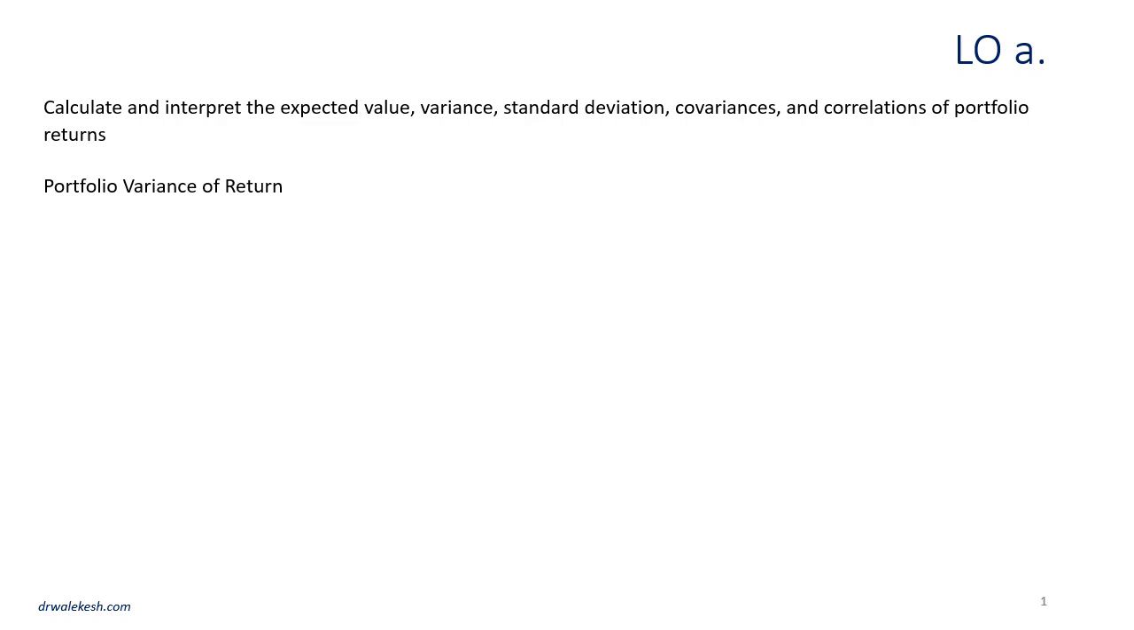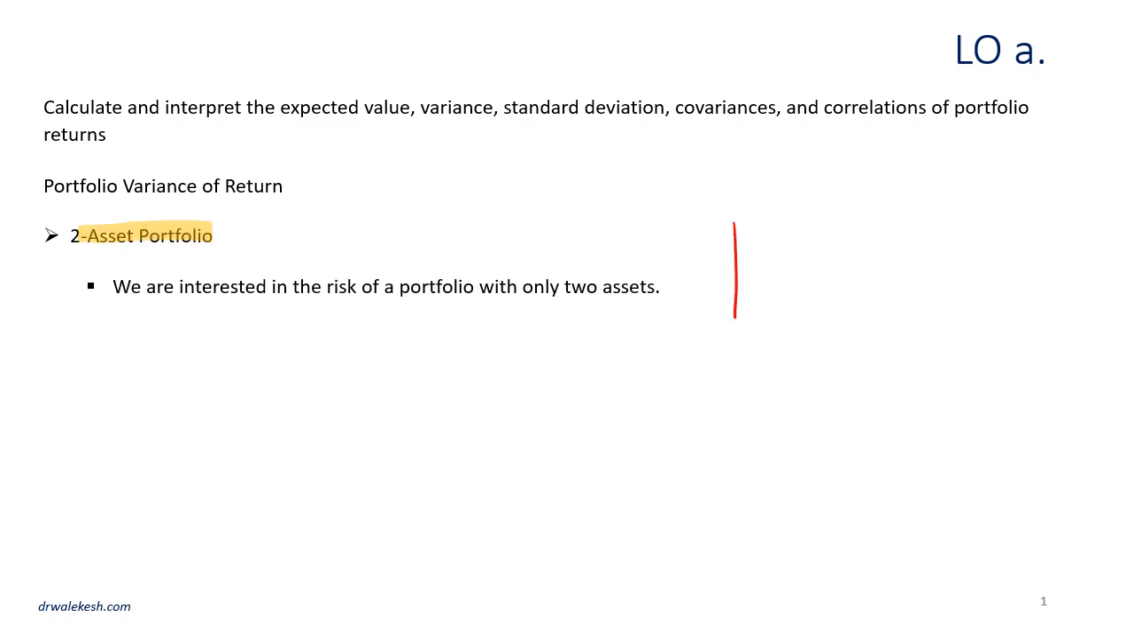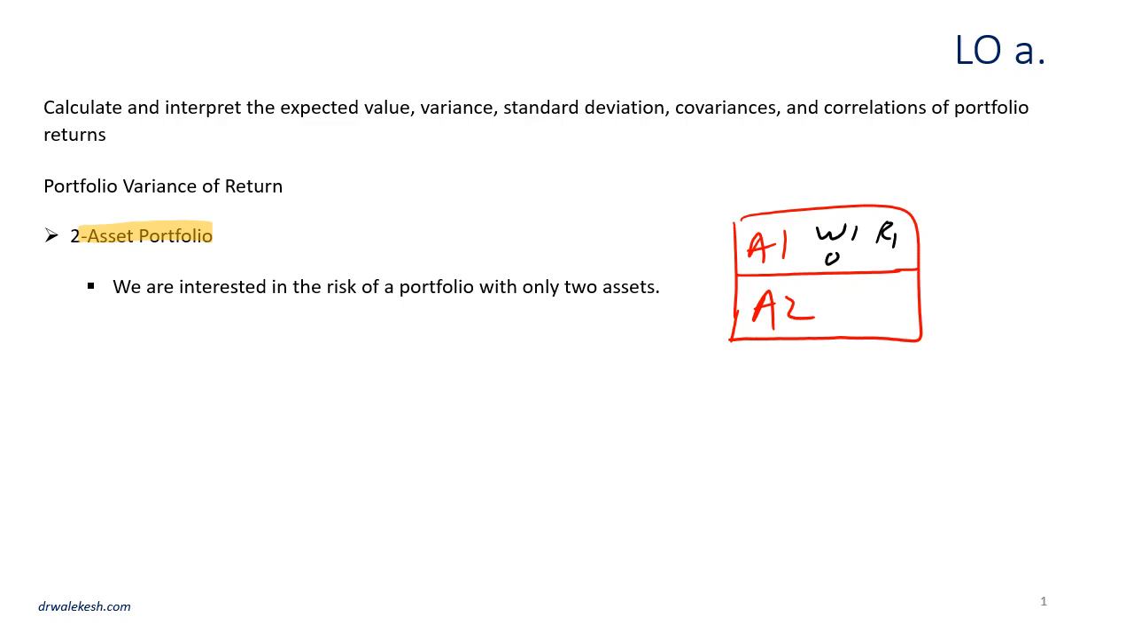Portfolio variance of return. Our focus would be on a two-asset portfolio. So as far as our portfolio is concerned, we would basically be looking at just two assets. Asset 1 has its own weight, its own return, and its own risk. Asset 2 has its own weight, its own return, and also its own risk.